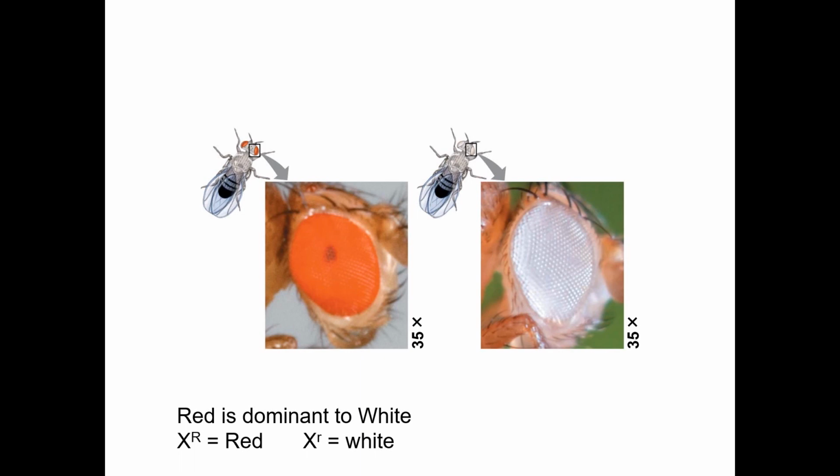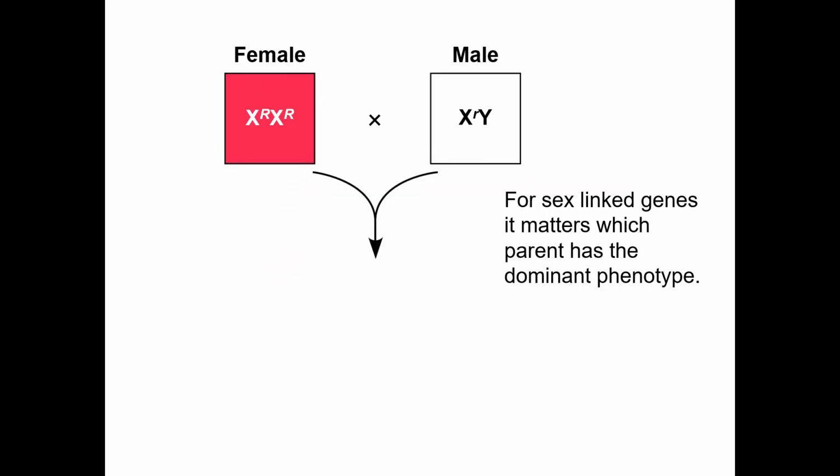It will help you. In the first version of this cross, we're going to have a female who is homozygous for the red-eyed trait, and a male who has white eyes.